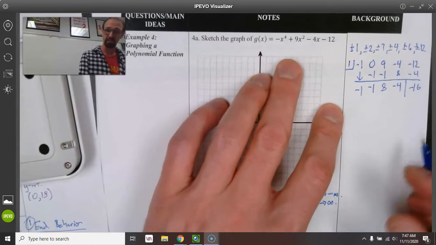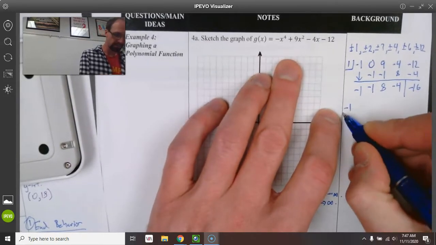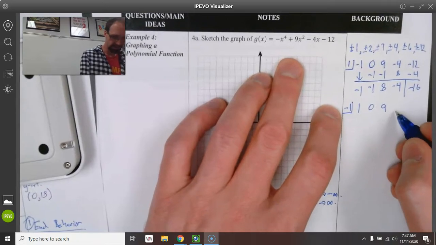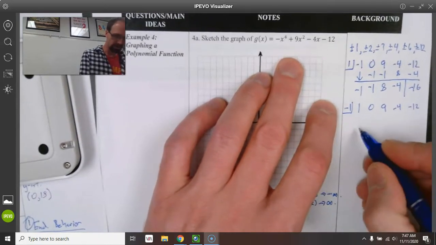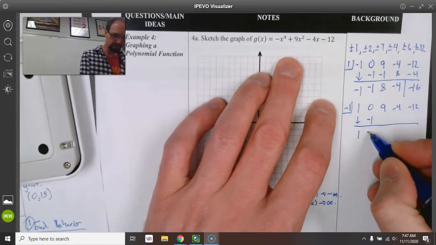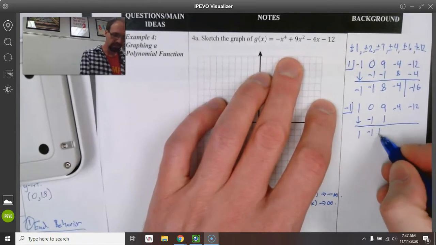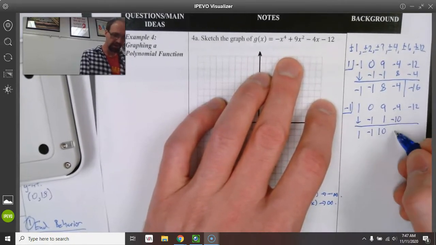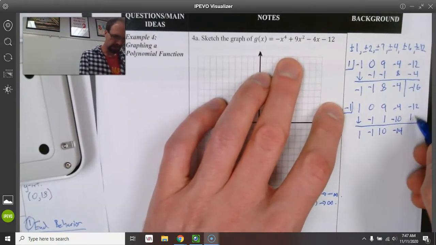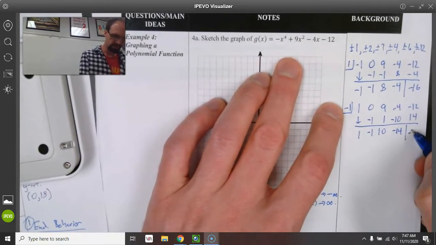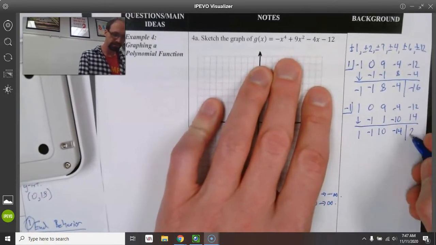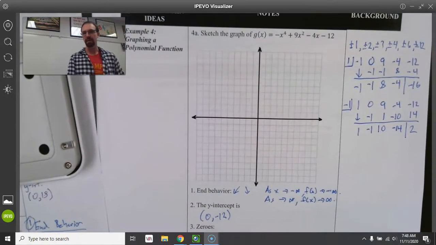If I try negative 1, I might get a different result. So 1, 0, 9, negative 4, negative 12. Bring down the 1, negative 1, 0, and I have 1, 10, negative 10, negative 14, positive 14, negative 2. Or sorry, positive 2. Still a remainder though. So far, this is not showing any promise.